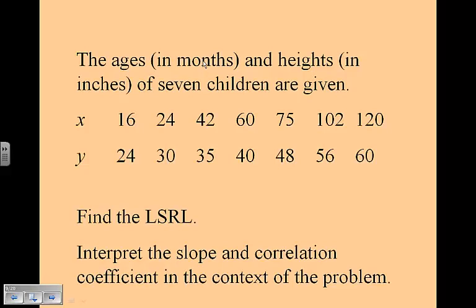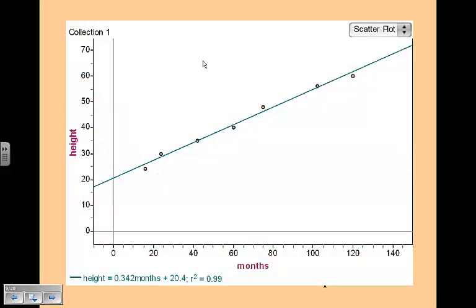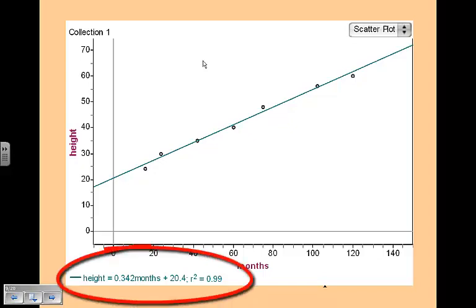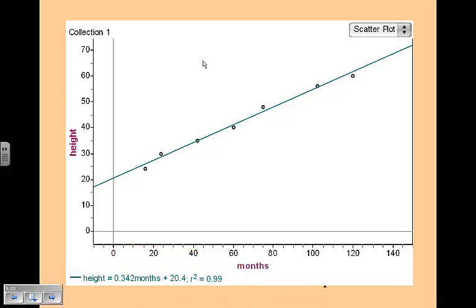Then the question becomes, can you interpret the slope and the correlation coefficient in context? So hopefully by this point, with all of my talking, you've been able to put these into your calculator and find the least squares regression line. Here is, using Fathom, which is a program we have in our computer lab, what the scatter plot looks like, and then here is the least squares regression line. And you can see that it puts it into words for us. So the predicted height equals 0.342 times the months plus 20.4. So the 0.342 is your slope, and the 20.4 is your y-intercept.